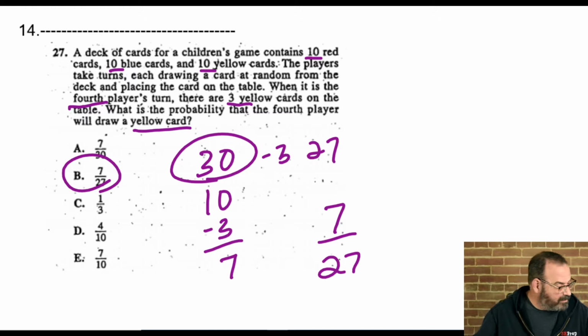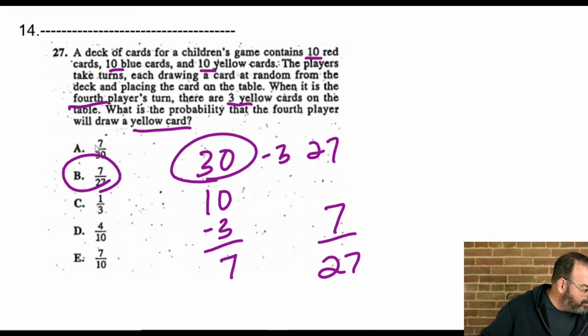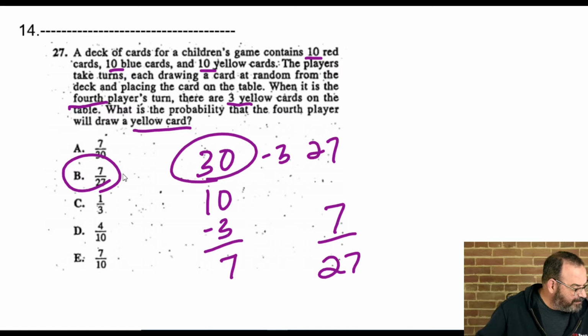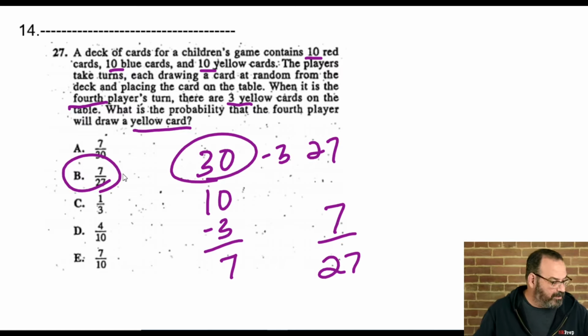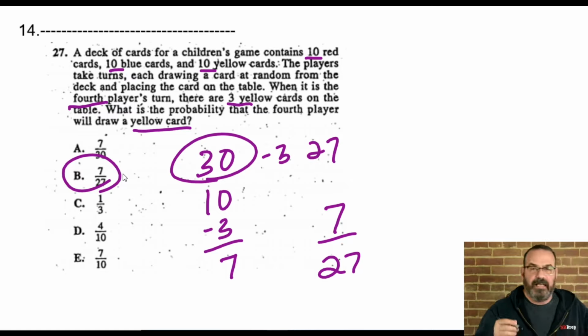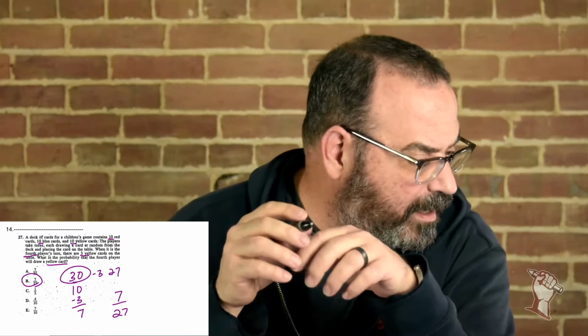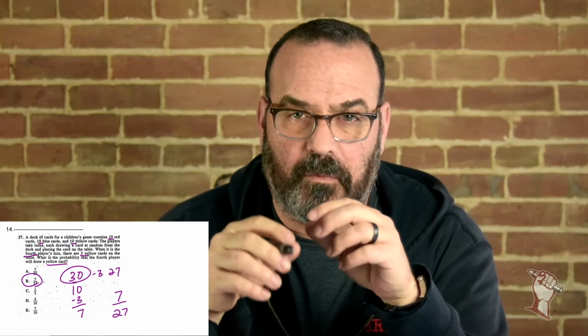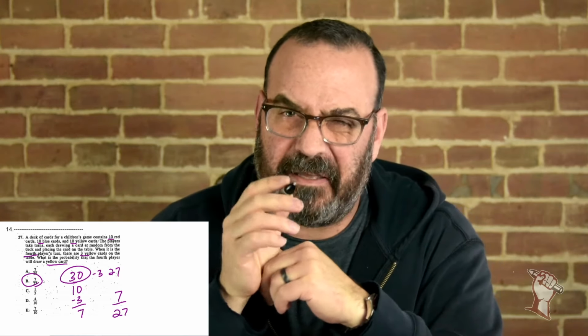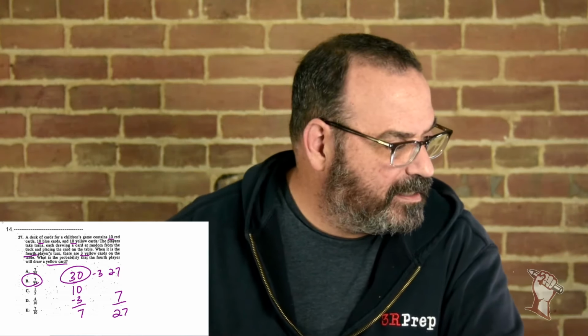14 is A. 7 out of 30? Just drawing a card at random. Nope, that can't be right. My answer key is wrong. There are only 27 cards. This would only be correct, 7 out of 30, if it was with replacement. I'll have to check that one out. I'll get back to you and put it in the comments.